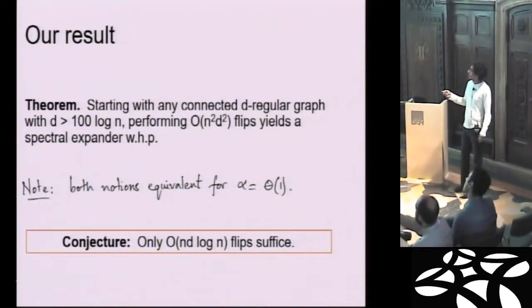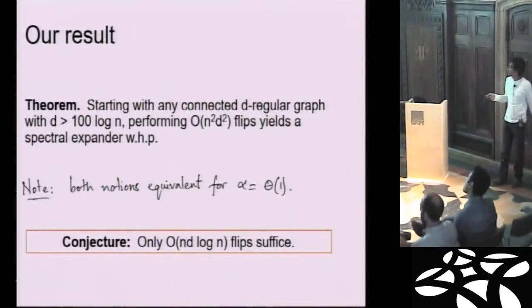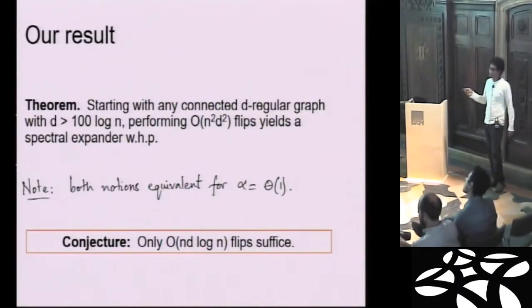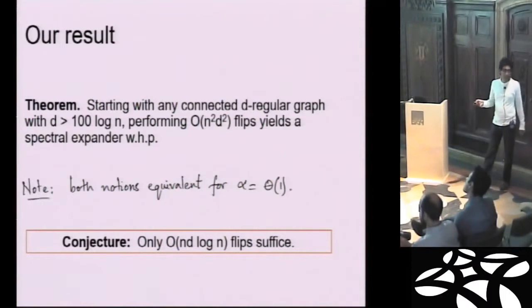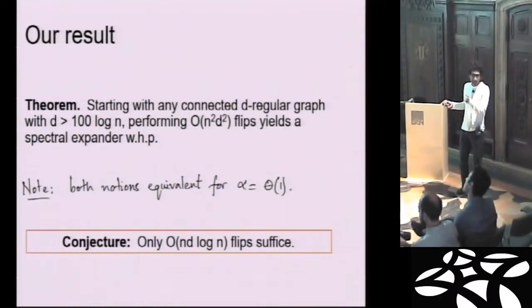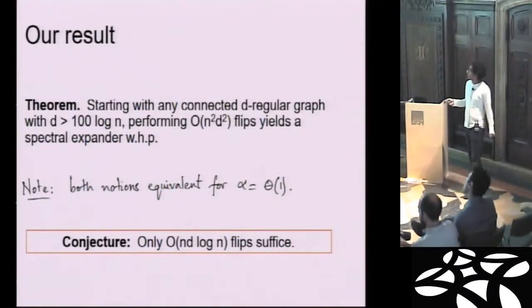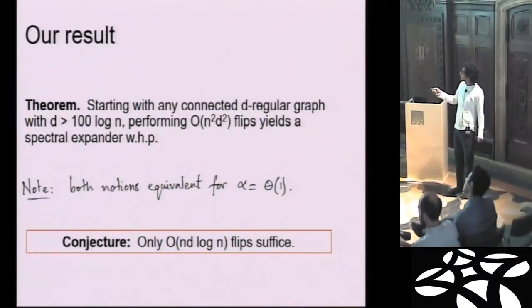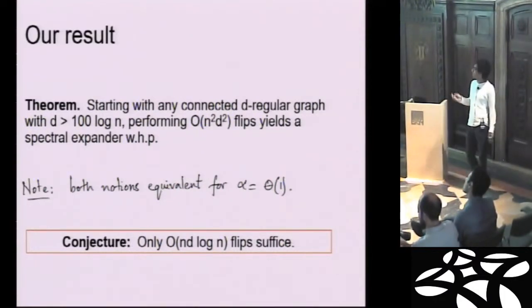Okay. And so this is the sense in which we show our results. So we show that after n squared steps, you end up with a spectral expander. Okay. And for constant expansion, both spectral and the previous notion are equivalent. And as I said before, we conjecture that only something like nd steps suffice. Okay. So the best we can prove is n squared d squared.